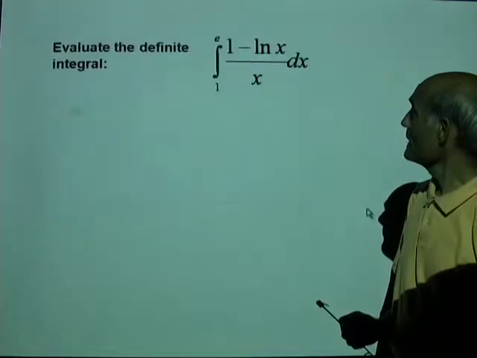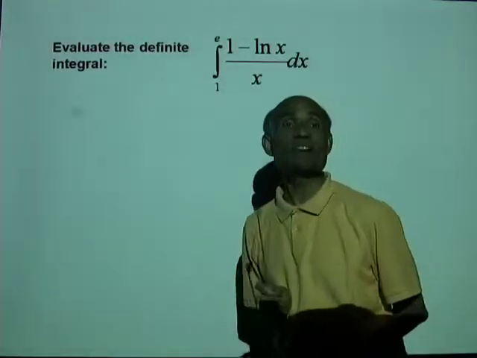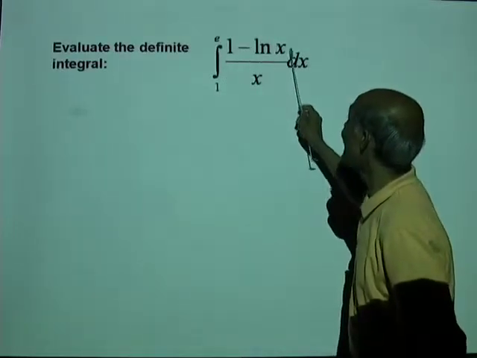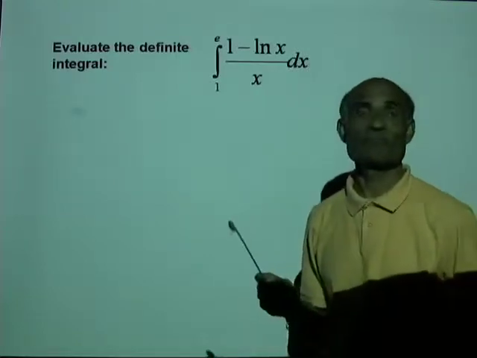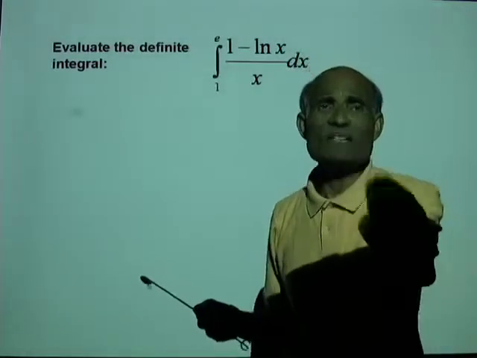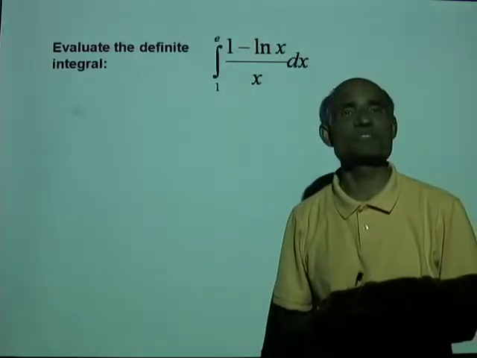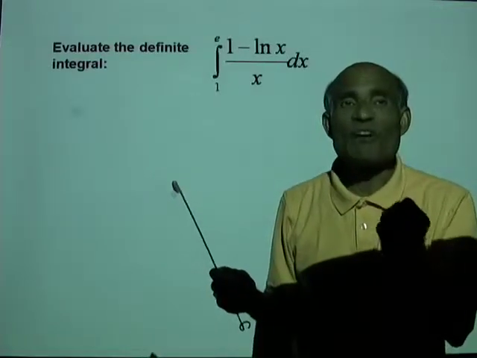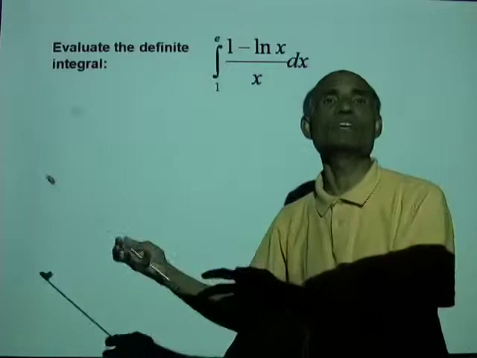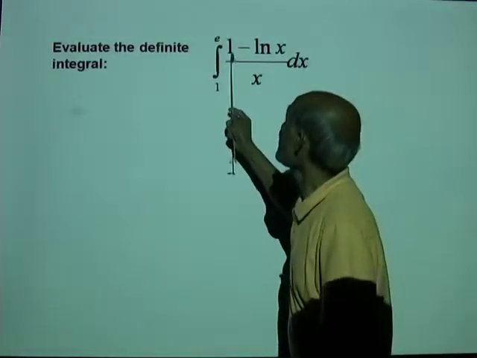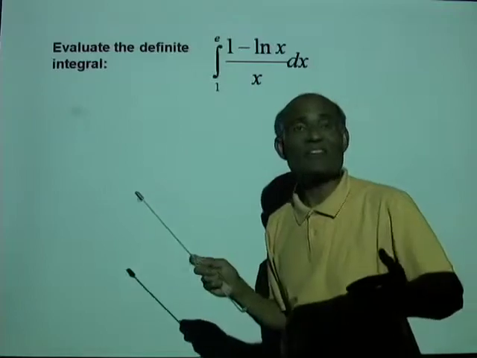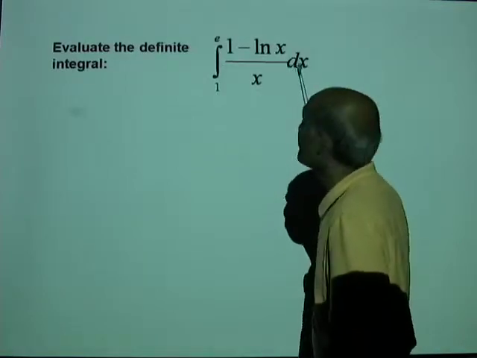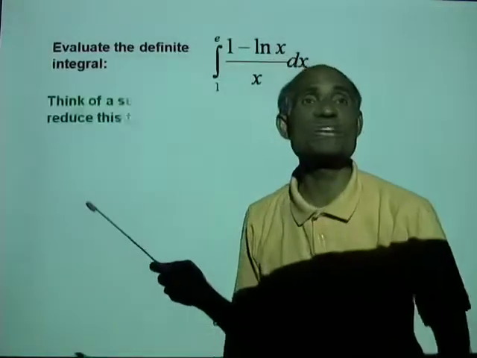Alright, let's move on. Evaluate the definite integral, integral from 1 to e of 1 minus ln x over x dx. There is a clue right in there that if you do a substitution, you can do this right away. Why? Because the derivative of ln x is 1 over x dx. So if you replace 1 minus ln x as u, then its derivative will contain 1 over x dx. And that is the clue that you should see right away.